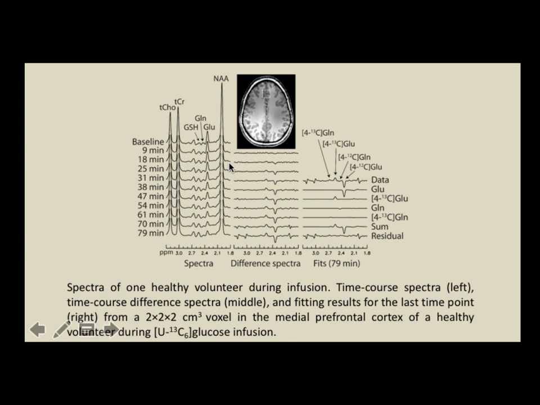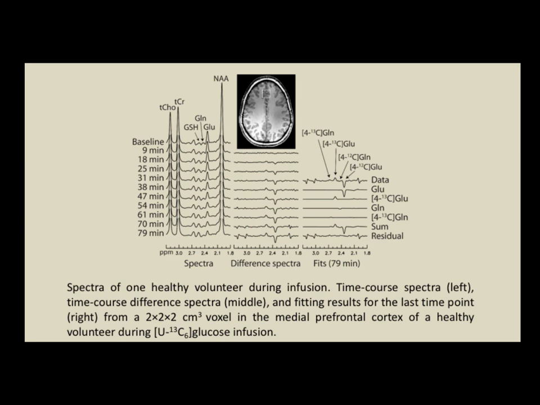If we do a subtraction between the spectra during the infusion and the baseline spectra, we get all these different spectra. We can see there's a negative peak at 2.35 ppm. This is the carbon-12 glutamate signal. It's decreasing, so after subtraction it becomes negative. This positive peak at 2.55 ppm is increasing because carbon-12 is replaced by carbon-13. This is the carbon-13 labeled glutamate signal right here.